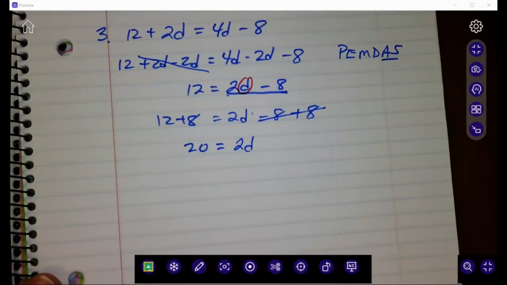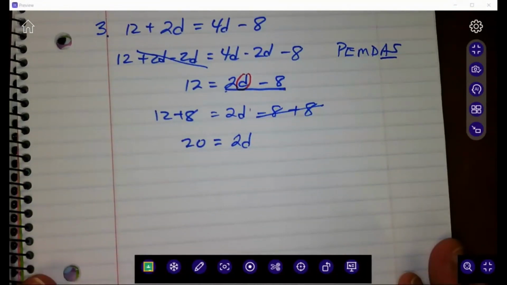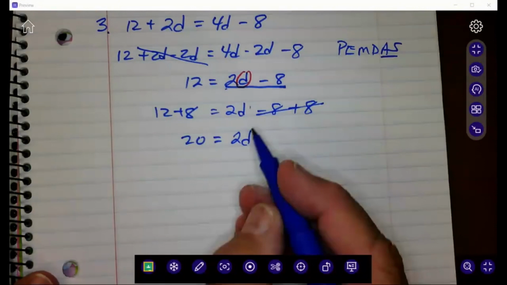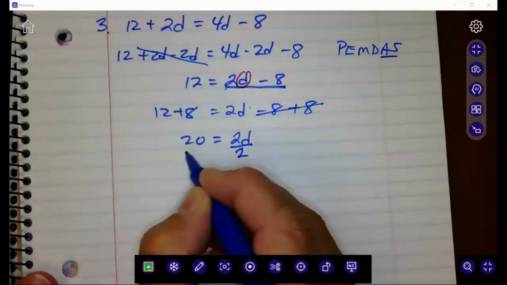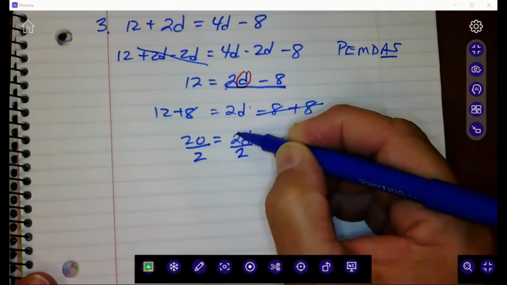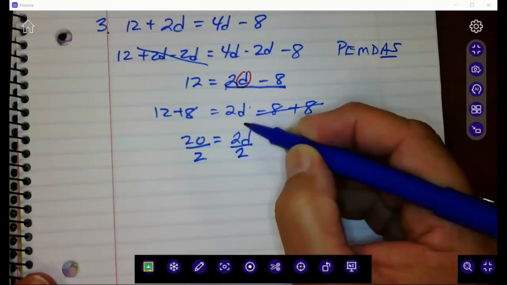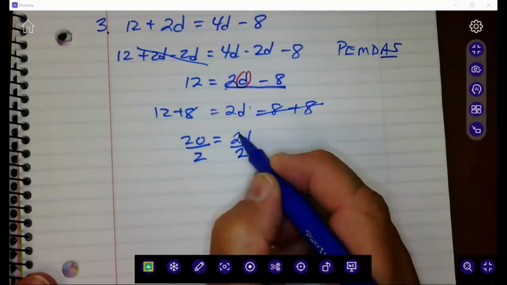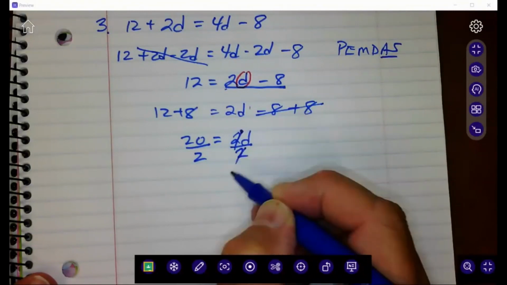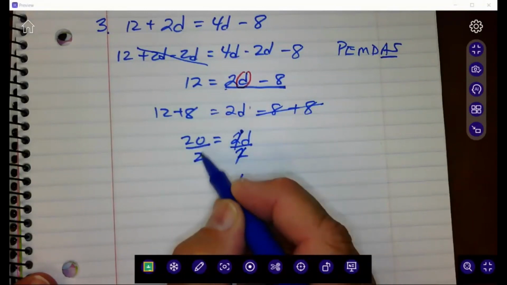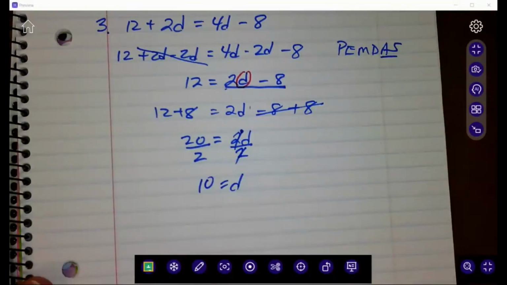Now what are we going to do to both sides? Exactly right. We're going to divide by 2, because now the 2 is being multiplied by that d. So we have 2 times d. We need to get rid of the 2, so we divide by 2 so that these divide out, and we're left with d. And on this side, 20 divided by 2 gives us 10.